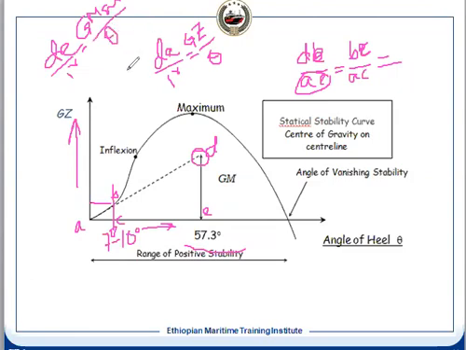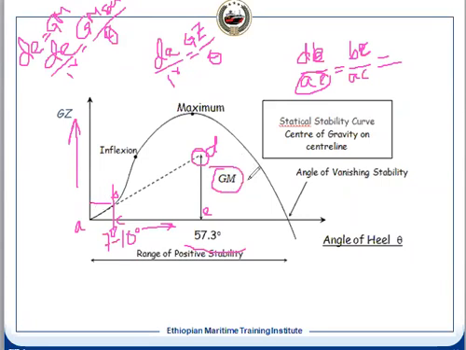Because this is the small angle, we are calculating the original GM. So sine theta will be equal to theta, so we can cancel it out, and then DE becomes GM. That is the reason the 1 radian is taken, and we can calculate this as the GM for the small angle of heel.